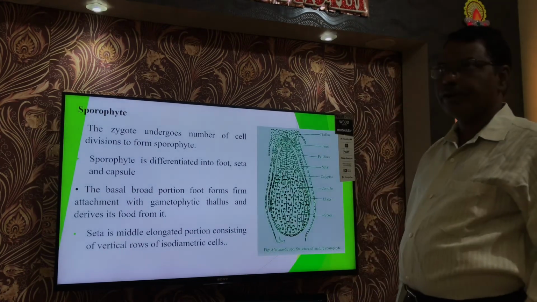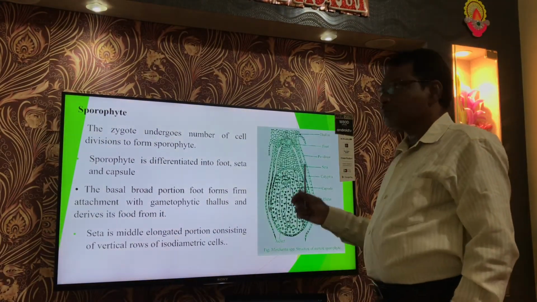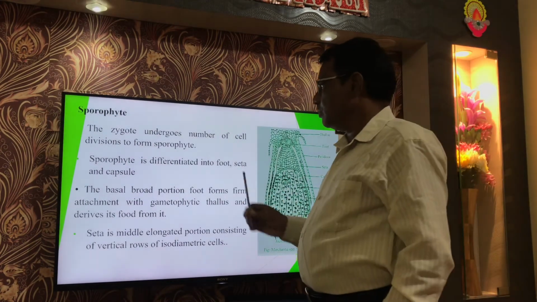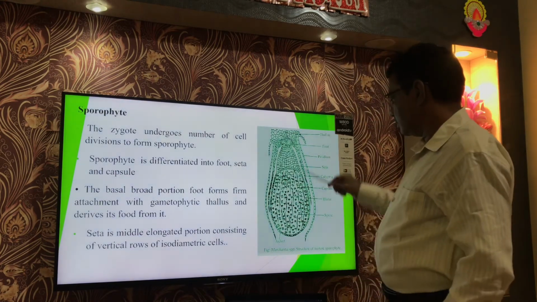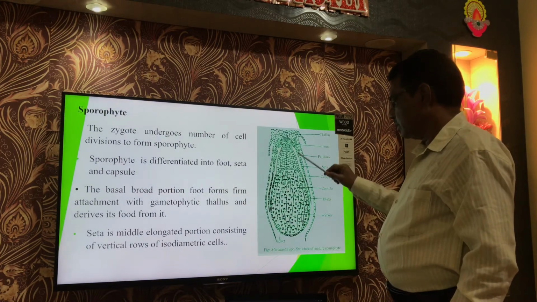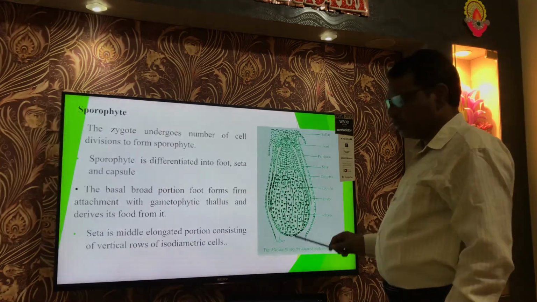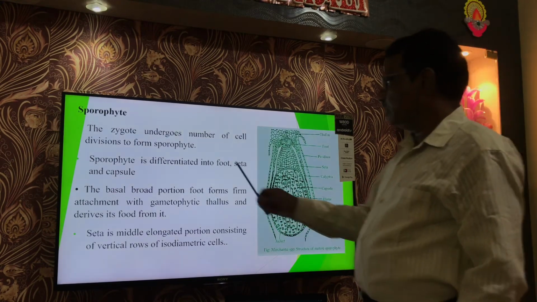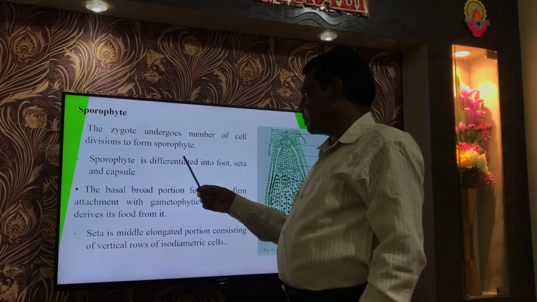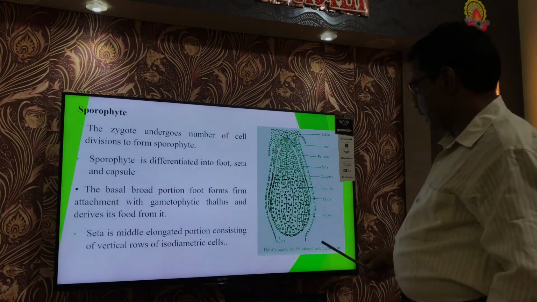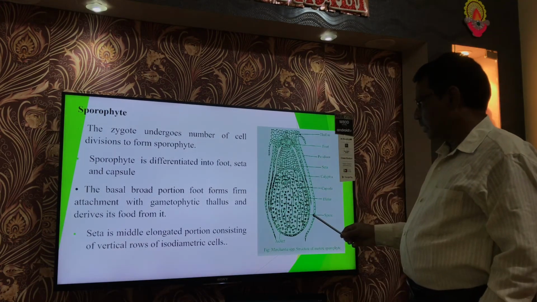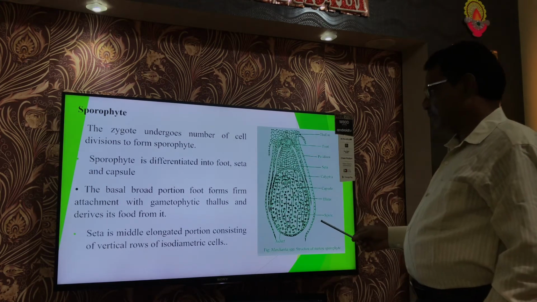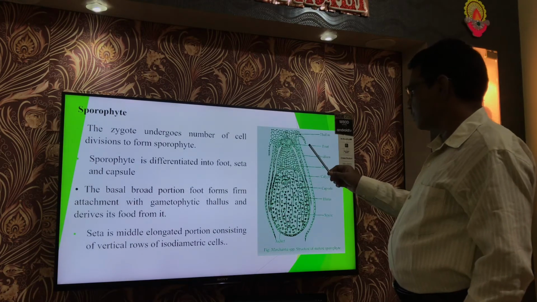Now, the next point is the sporophyte. So this sporophyte, this is the structure of the sporophyte, is a structure developed from a diploid zygote after mitotic division. So this zygote undergoes a number of cell divisions to form a sporophyte, and this mature sporophyte is clearly differentiated into foot, seta, and capsule. Now, the basal broad portion, the foot, forms the attachment.